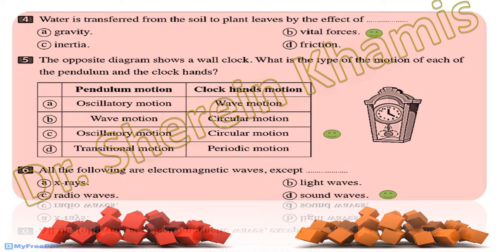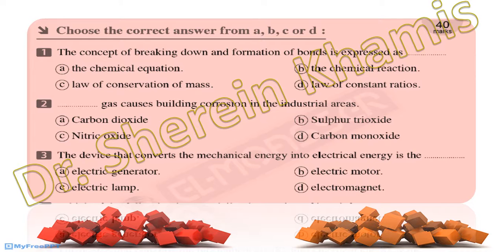Let's go into the third exam of our revision today. Okay, question number 1, exam 3, says: choose the correct answer from A, B, C, or D. The first one: the concept of breaking down and formation of bonds is expressed as... We said that we make any reaction between two substances by breaking down the bonds between the molecules of the reactants and forming new bonds between the molecules of the products.